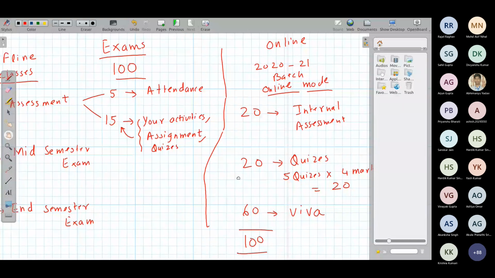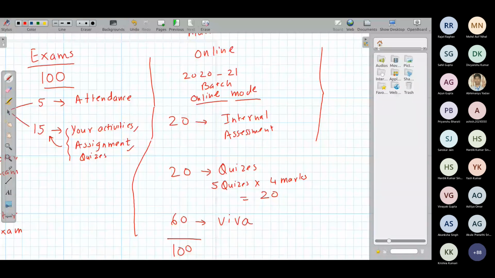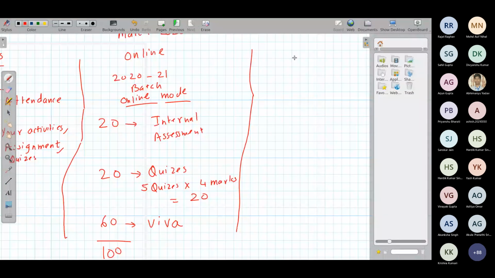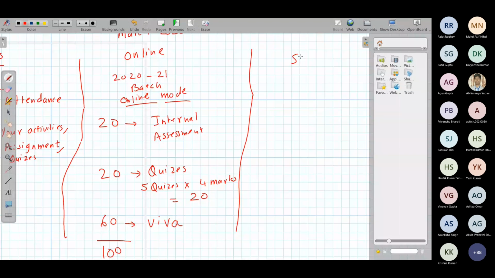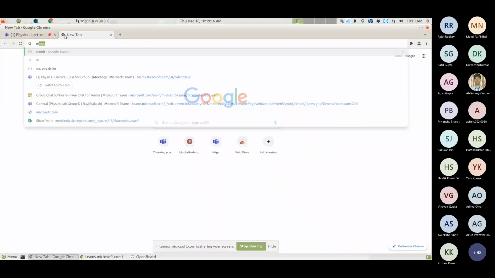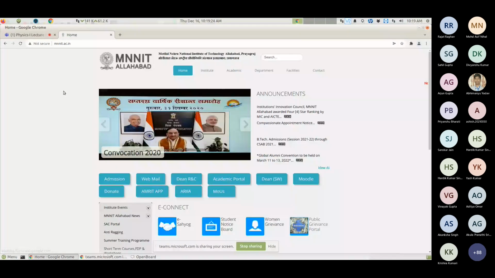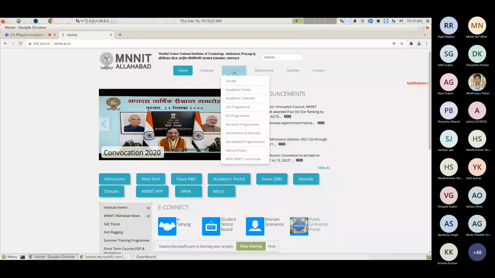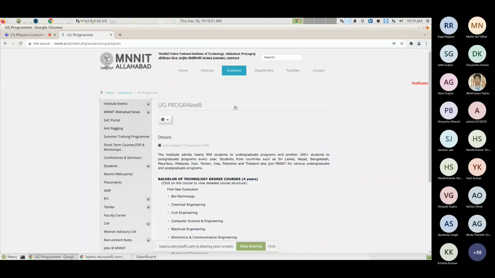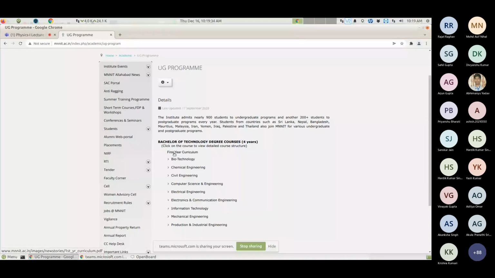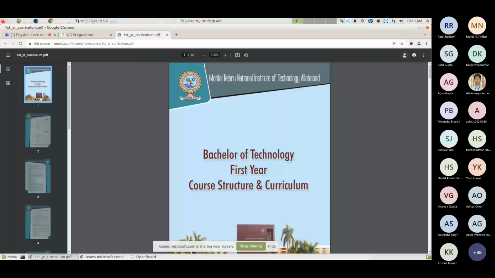Apart from it, let me also tell you a little bit about the syllabus. Have you seen the syllabus? Let me show you. Yes. Okay, let me show you. So it is available on this MNIT website. Go to the academic UG program. So the whole syllabus is here. Since you are in first year, click on this first year curriculum, and this is the file. Okay, download it.